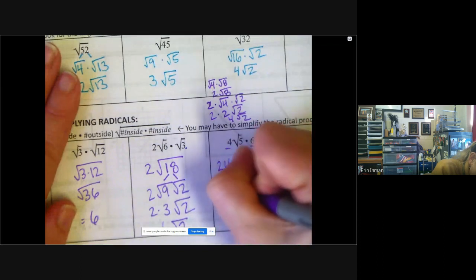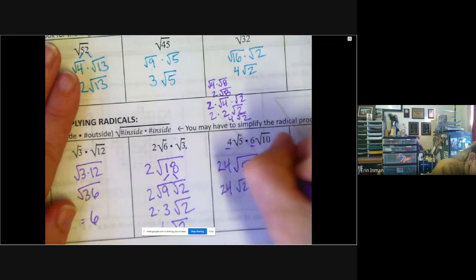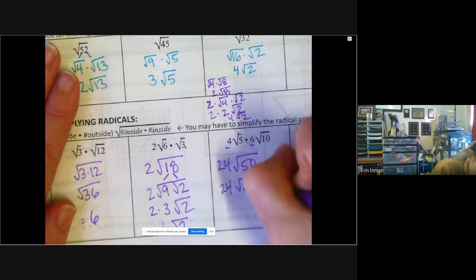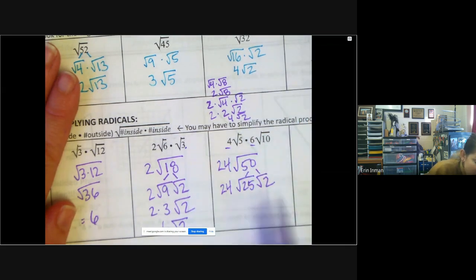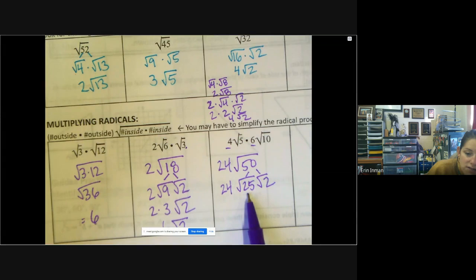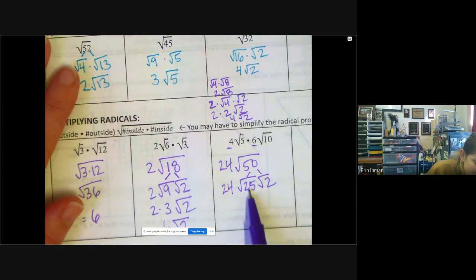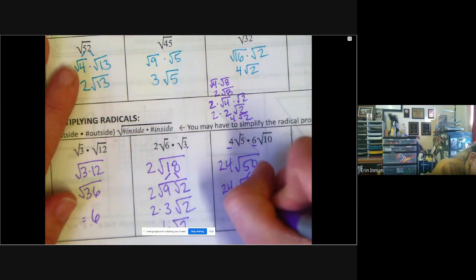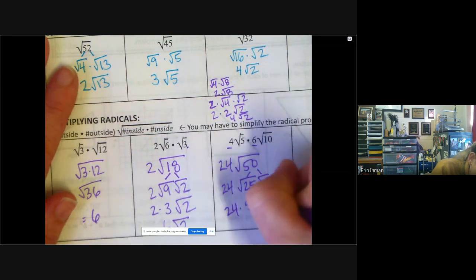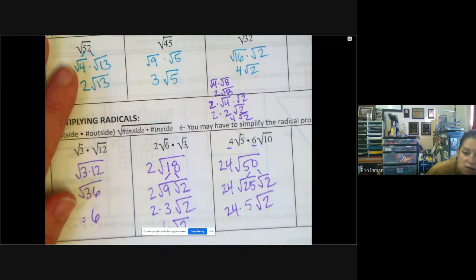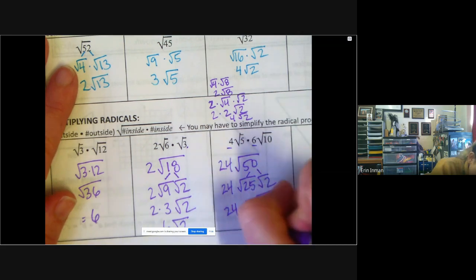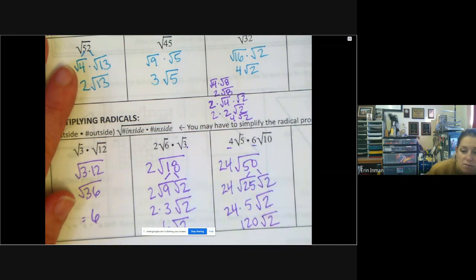So this is 24 outside the radical. 50 breaks up to 25 and 2, and they're underneath the radical. The reason we pick 25 and 2 is because 25 is a perfect square. It wouldn't make sense to pick 10 and 5 because I can't simplify those. So this is 5. And that 2 stays underneath the radical. Now, 24 times 5 is 120. And then that is my simplified term.